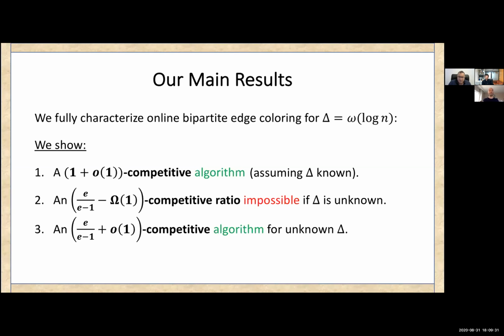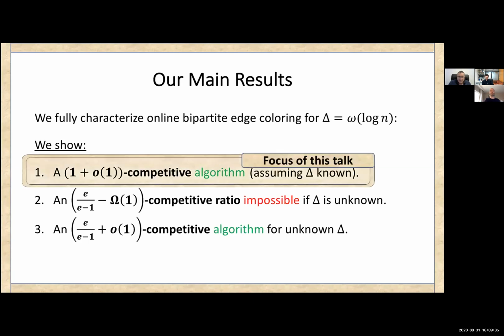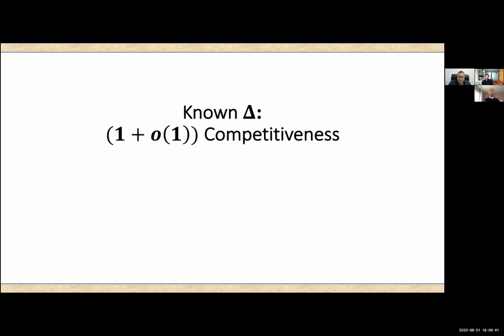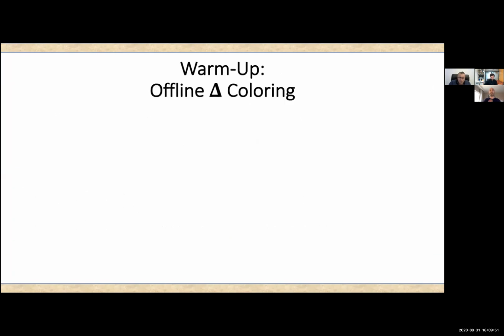Good, so these will be a bit too many things to talk about in one talk, so I'll mostly focus on result number 1 and maybe briefly say a few things about results 2 and 3. Okay, so for the remainder of the talk, name of the game is, you know delta, you want to get a roughly 1 competitive algorithm. And just to get our feet wet, let's start with a warm-up problem, which is to offline delta color bipartite graphs.